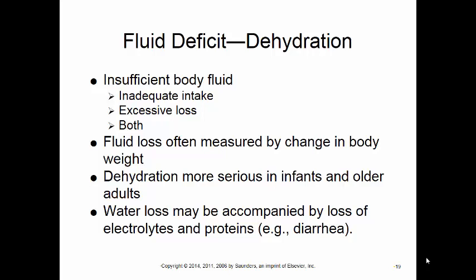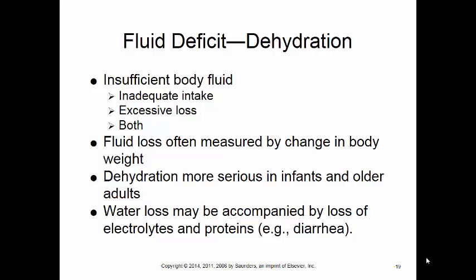So picking up back with fluid deficit or dehydration. When we have a fluid deficit, it can have a few different causes. One of the major ones is insufficient body fluid intake, so we don't have enough intake. It also can be caused by excessive loss, either through sweating, diarrhea, vomiting, so there's an imbalance, or both.